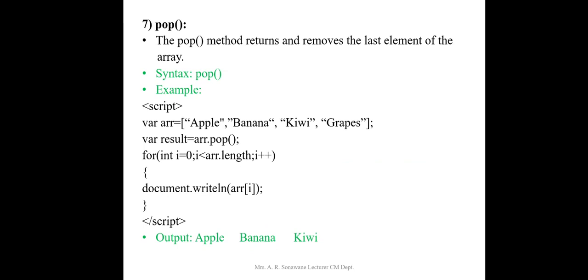Similarly, the exact contrast of the push method is the pop method. The pop method is responsible for removing and returning the last element of the array. So push is responsible for inserting an element at the last index position and pop is responsible for removing the element from the last index position. The syntax is simple, that is pop only. Again here I have used an ARR array having 4 fields: apple, banana, kiwi, grapes. Now you are using ARR.pop. As a result, as grapes is at the last index position, the grapes element will be removed. So the output will be apple, banana and kiwi.